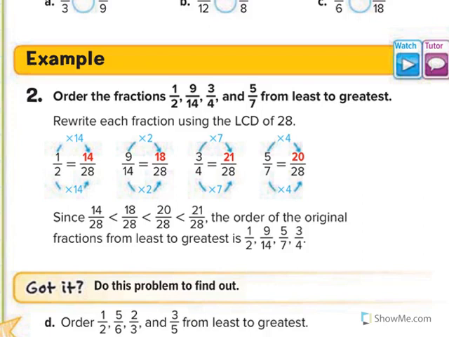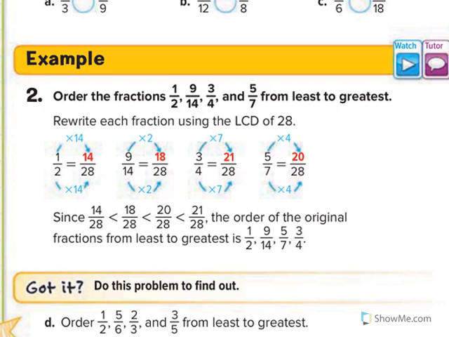Now that you've tried some of the got it's above to check your understanding of example 1, let's look at example 2, which now gives us multiple fractions to order from least to greatest. So, when you have multiple fractions, it's not really easy to compare just two because you really have to compare them all to each other. So, you can't use that cross multiplying, which I showed you in the last one.